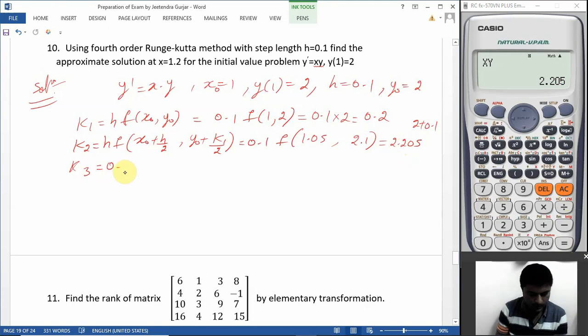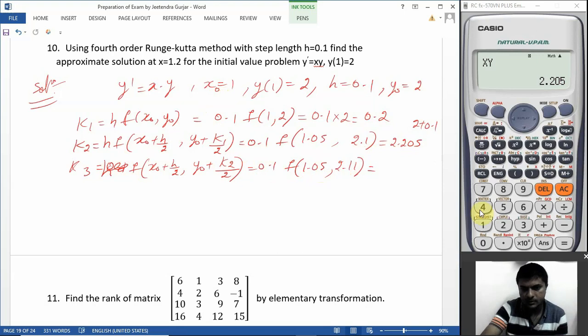Then go for K4, which is equal to again h. Formula, please remember: h f of x naught plus h, y naught plus K3. Substitute the value 0.1. F of x naught, already I have written, is 1. H is 0.1, so it is going to become 1.1, comma y naught plus K3. Y naught is 2. K3 is 2.2155. That is the previous value which we have calculated. Add it, we will get 2.225.